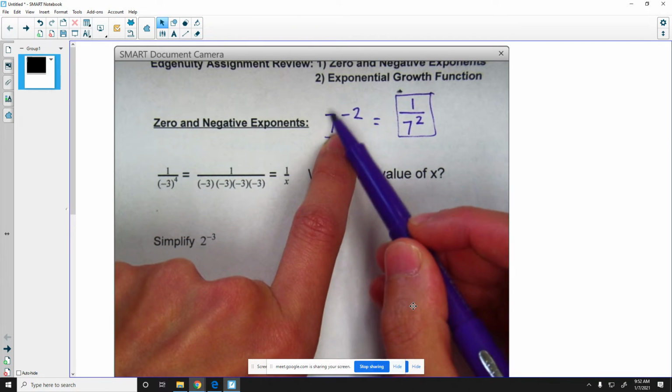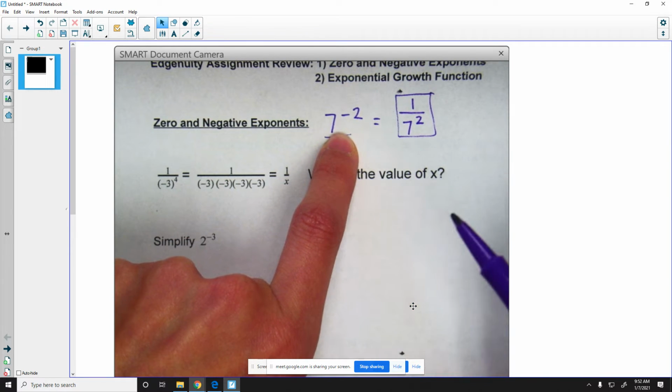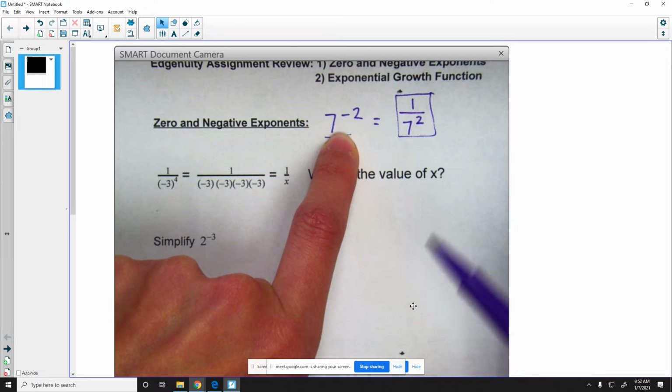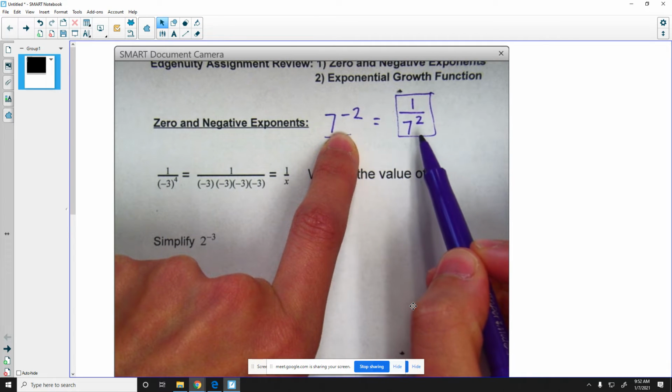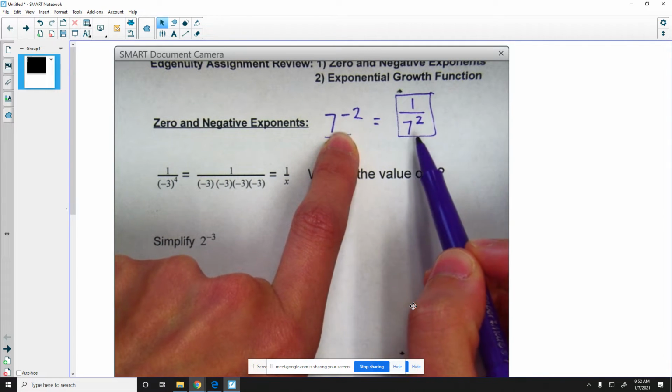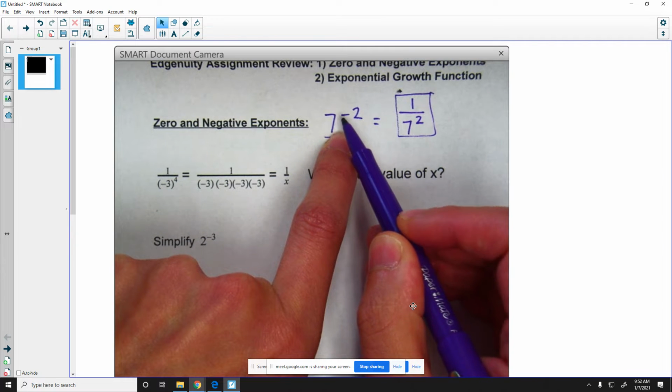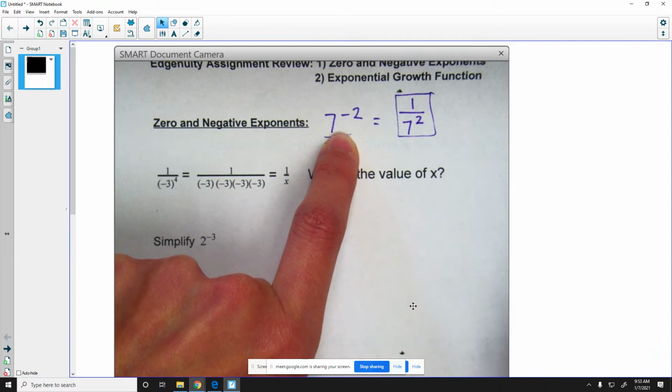If I left my answer as 7 to the negative 2, that would not be simplified, which means that I need to make sure that I flip it. Flipping it would ensure that it's simplified. And the negative, remember, just turns into a positive.